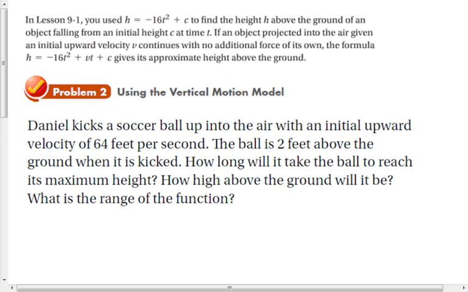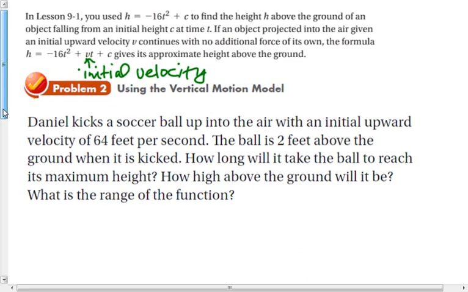All right, in the last lesson we used h equals negative 16t squared plus c to find the height above the ground of an object just falling from initial height c. If an object is projected into the air, the initial velocity v changes the equation a little. So right here, this v is the initial velocity. So we can use this standard form to write an equation for something that has an initial velocity.